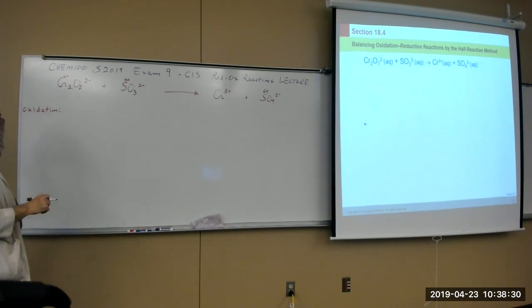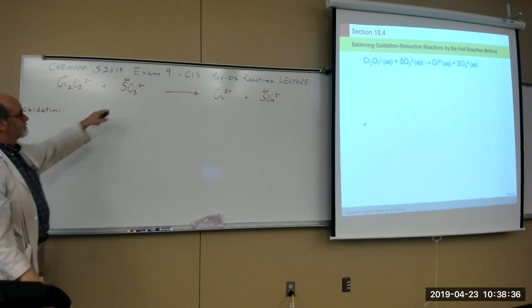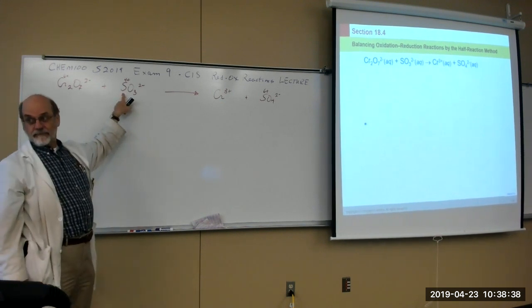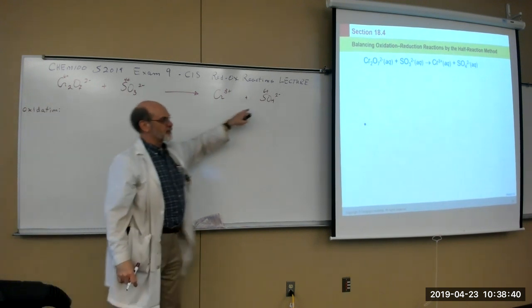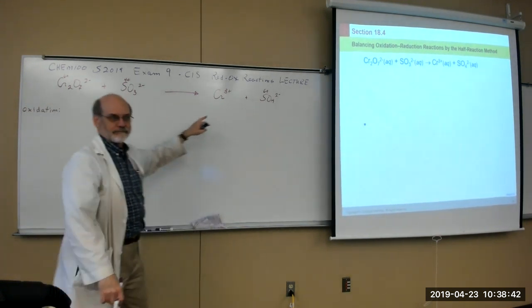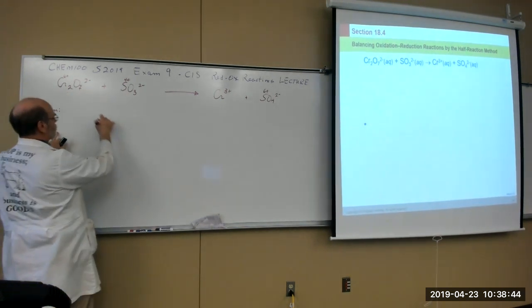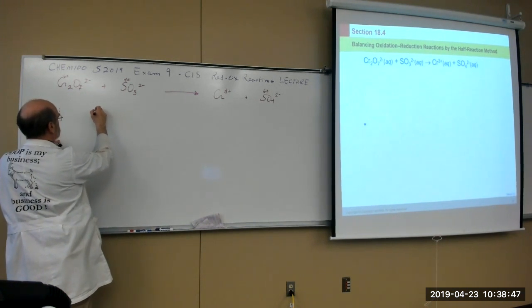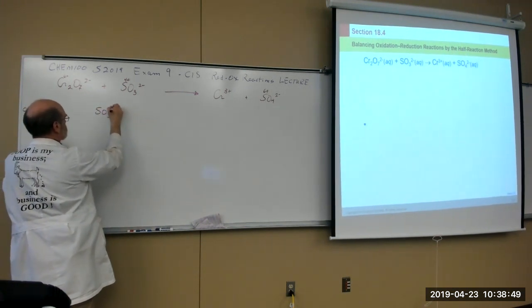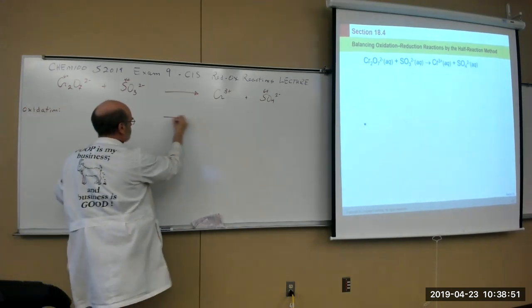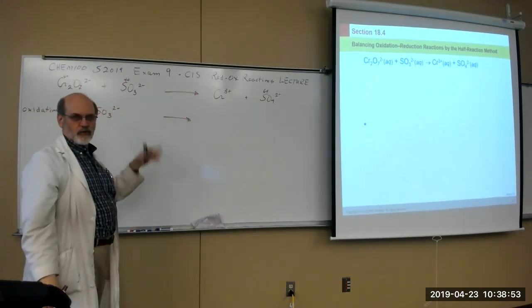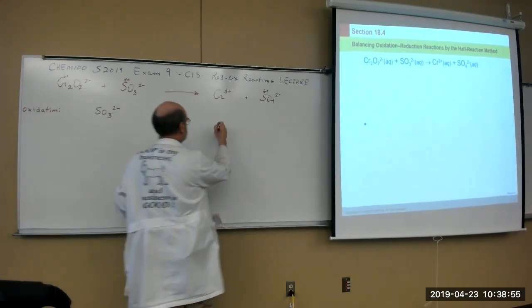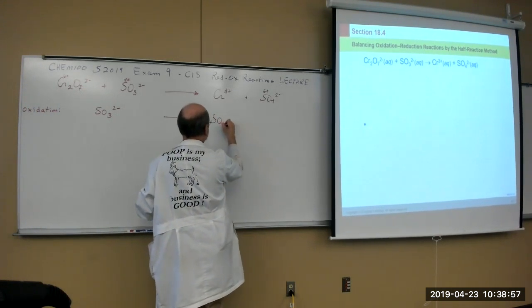So, oxidation. Which one lost electrons? That one, didn't it? It went from 4 plus to 6 plus, it lost 2 electrons. Okay. So we write the SO3 2 minus, and give ourselves plenty of room because we're going to be adding things in there. And then it goes to this one.